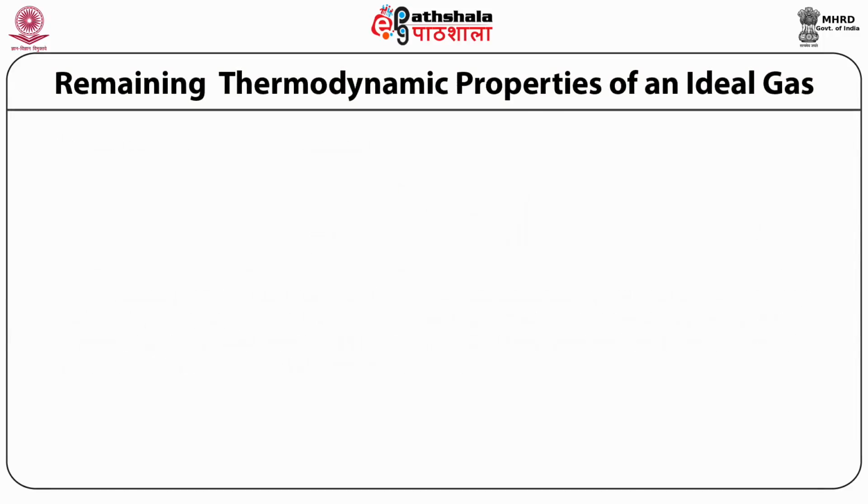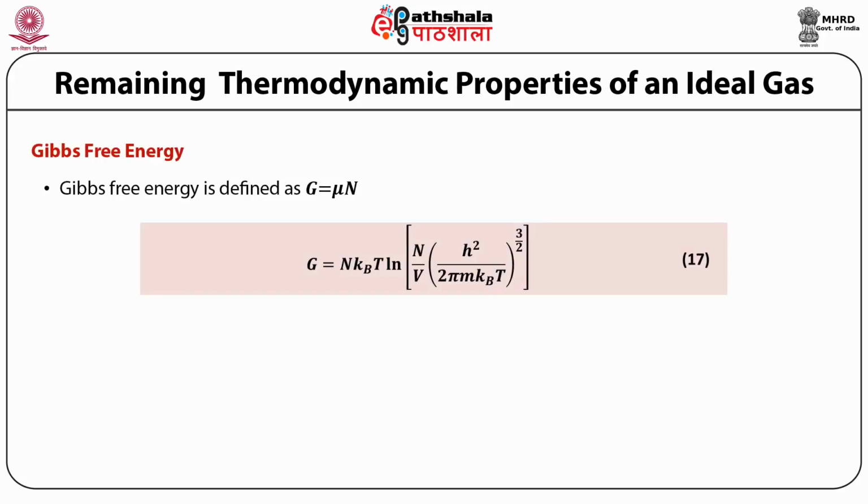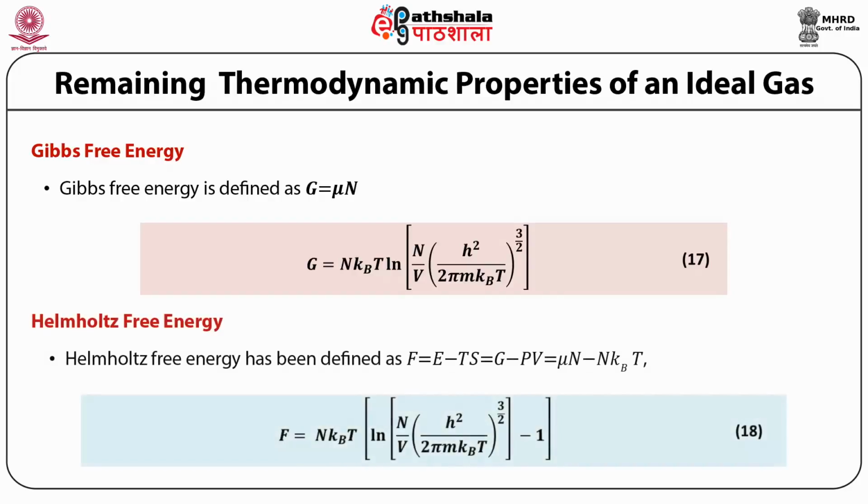Gibbs free energy. Gibbs free energy is defined as G is equal to mu times N. Therefore, G is equal to N kBT log of N upon V h square upon 2 pi m kBT raised to power 3 by 2. Helmholtz free energy can now be calculated. Helmholtz free energy has been defined as F is equal to E minus TS is equal to G minus PV is equal to mu N minus N kBT. Therefore, F is equal to N kBT log of N upon V multiplied by h square upon 2 pi m kBT raised to power 3 by 2 minus 1.